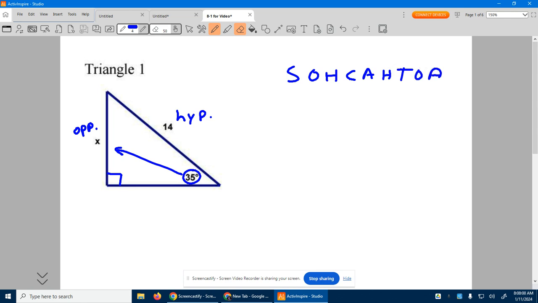So we know which one do we have? Is it sine, cosine, or tangent? Which of those are we going to use? Well, we have opposite and hypotenuse. Who has the O and H in it? It's this guy. So we know we're using the sine.